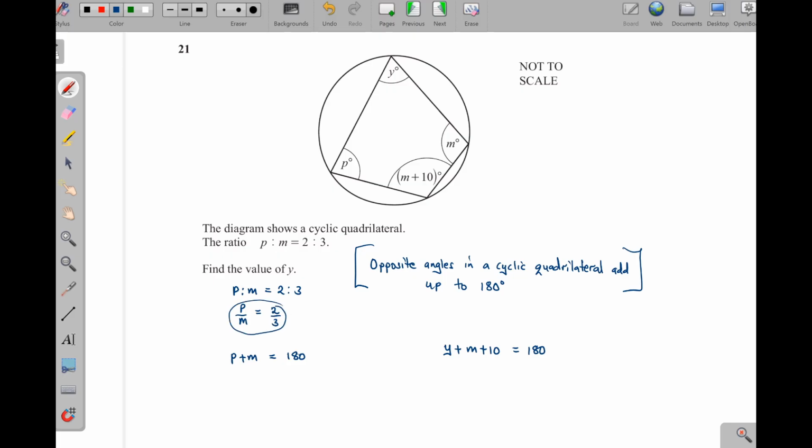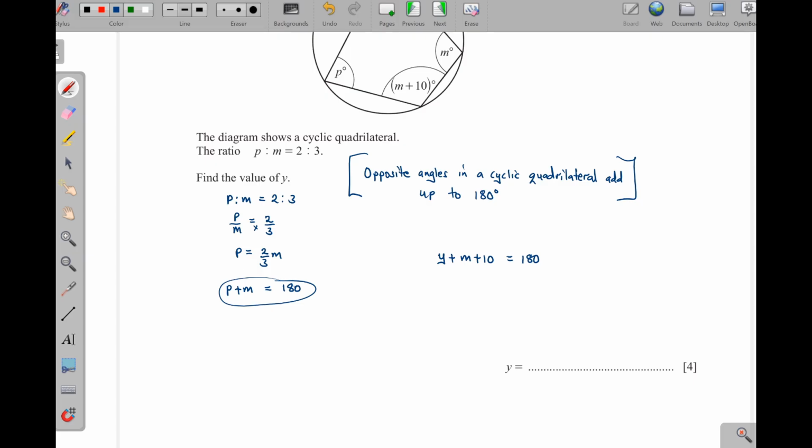So I can express one in terms of the other, maybe p in terms of m or m in terms of p. When we cross multiply, p will be equal to 2 out of 3 of m. Now I can substitute here. So p is 2 out of 3 of m, then plus m. This one will give us 180. Now 3 times this, you will get 3, then plus the 2, that will give us a 5. So we get 5m out of 3, which will be equal to 180.